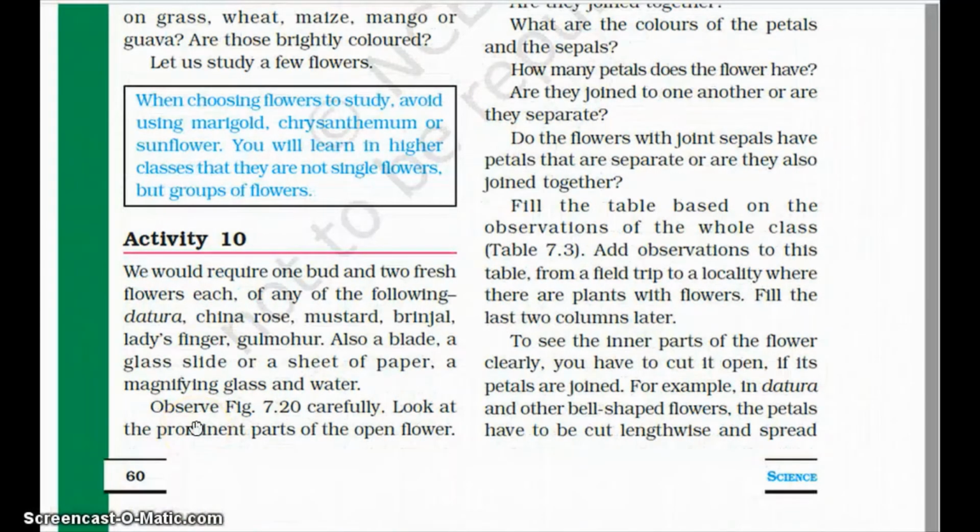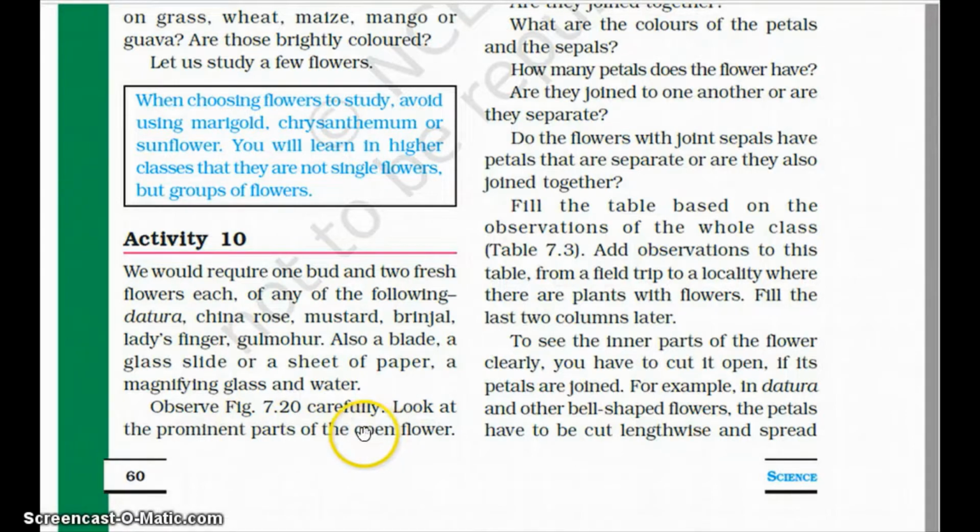So for this activity we would require 1 bud and 2 fresh flowers each of any of the following: dhatura, china rose, mustard, brinjal, lady's finger, gulmohar, a blade, a slide or a sheet of paper, a glass, a magnifying glass and water. The magnifying glass is to have a closer view.